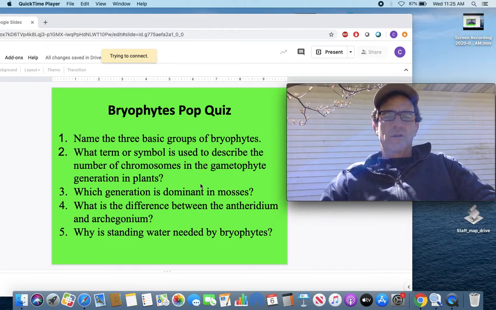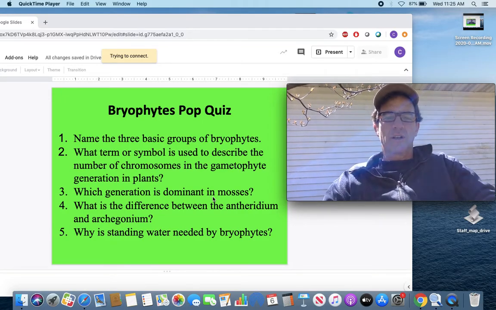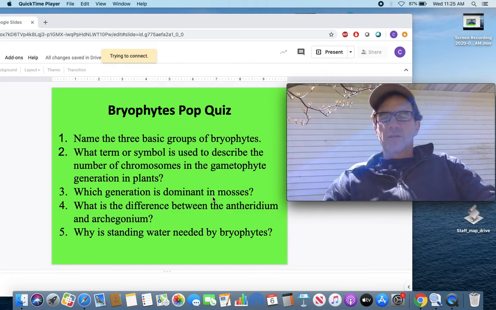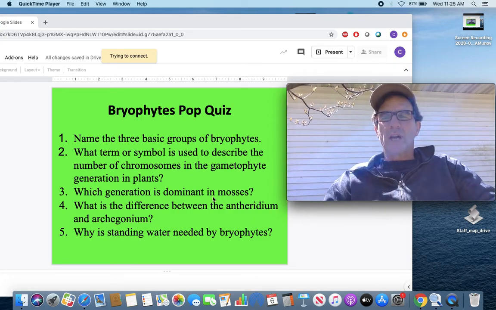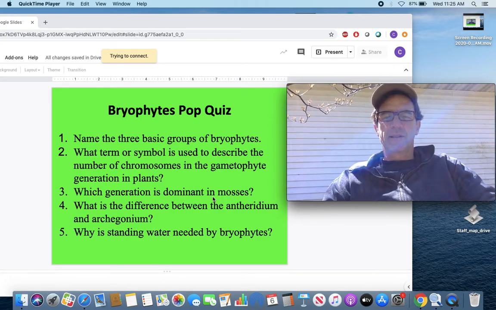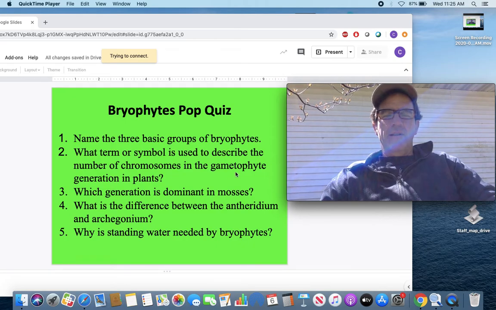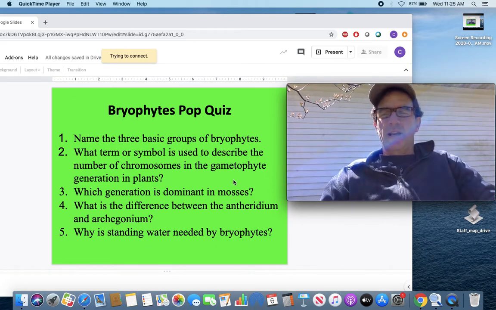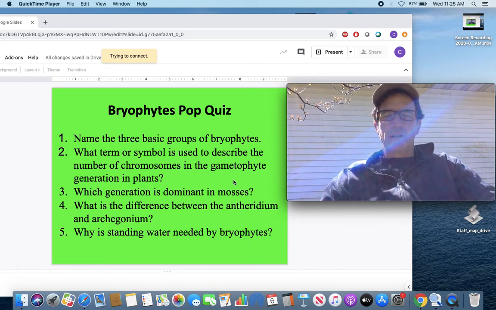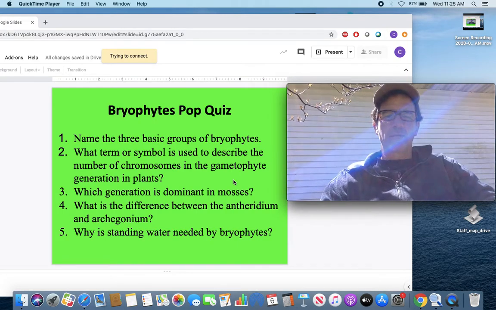Number 2, what term or symbol is used to describe the number of chromosomes in the gametophyte generation in plants? That term is haploid, or N as it's written for the symbol. This means they have one set of chromosomes only. And the gametophyte are the ones that make the gametes. So just remember that the gametes, the sperm and the eggs, are haploid. So therefore the plant that makes them is haploid also.